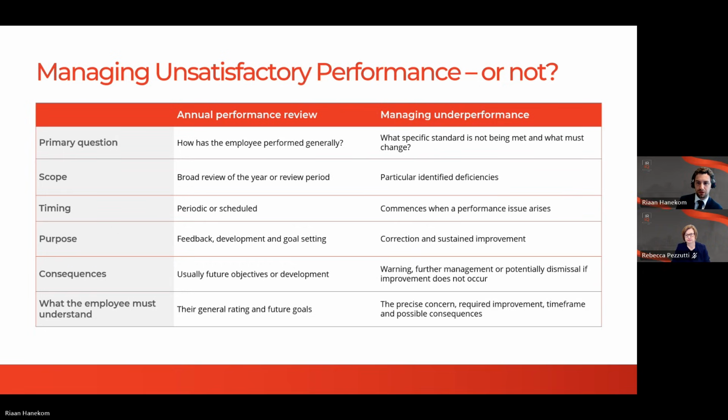So the goal of the annual performance review is really very different to managing underperformance. The annual performance review, as it is hinted at in the title, is an annual, once a year type of review. It's supposed to be high level. It's supposed to consider the developmental goals of the employee and where they fit into your business. How did you go over the past year? What were some challenges? What can we learn from those challenges?